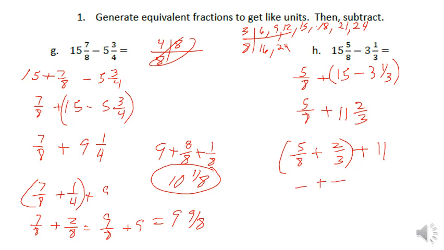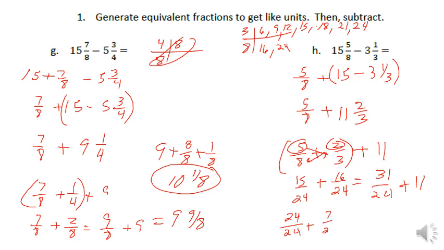So we know 8 times 3 is 24. Here we have 5 times 3, which gives me 15. 2 times 8 gives me 16, which is going to give me 31/24 plus 11. Now, we know 31/24 is actually going to be 24/24 plus 7/24 plus 11, which is going to give us 12 7/24.